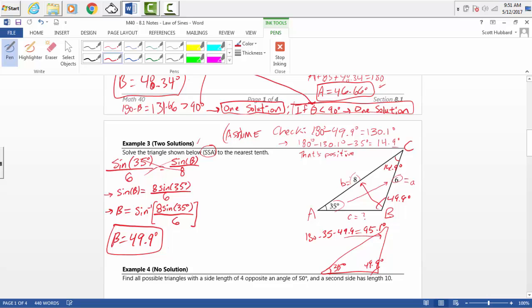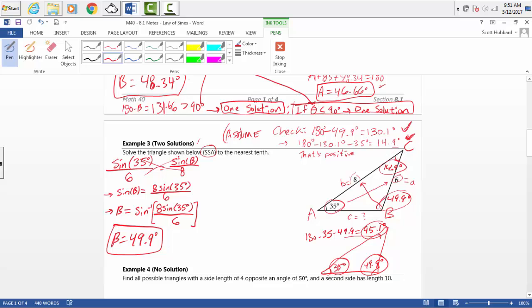Okay? So this is what we call the ambiguous case, where I have two possible answers: 14.9, 35 degrees, 49.9, or 35 degrees, 49.9 degrees, and 95.1. Anyways, on the homework, they're going to guide you through to make sure that you check for this, because students usually have a tough time with it.